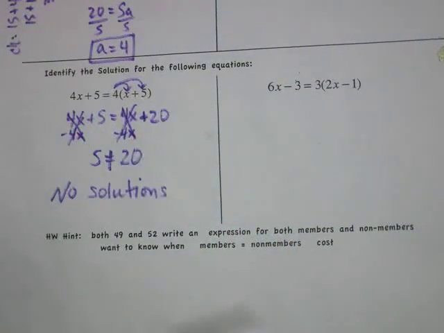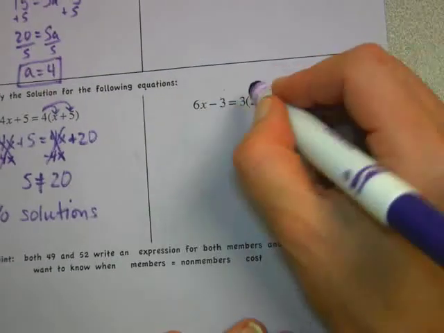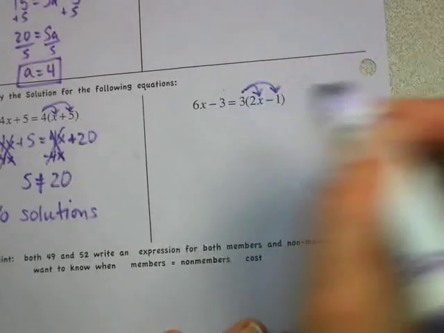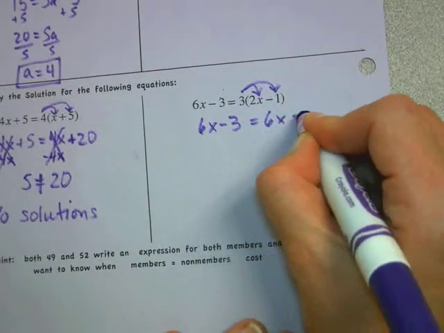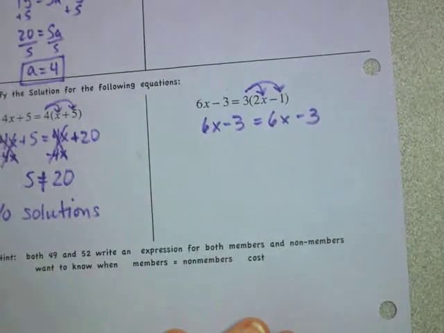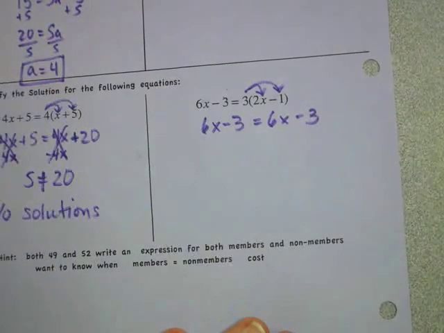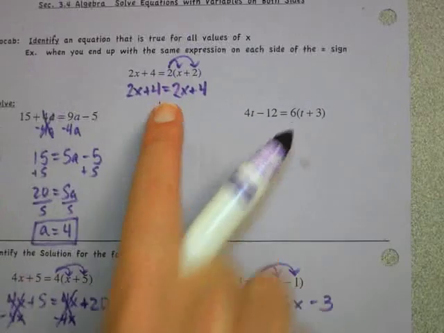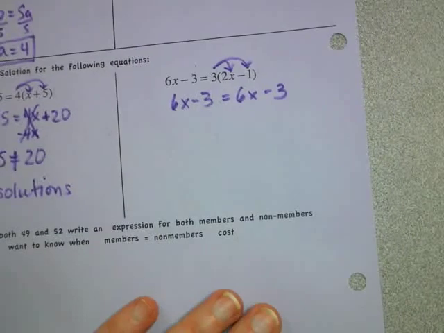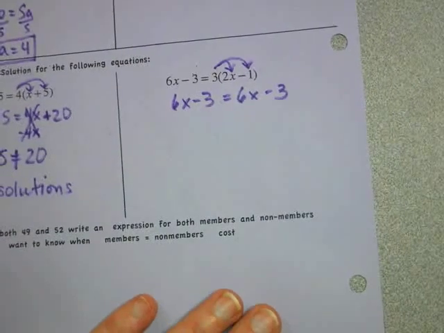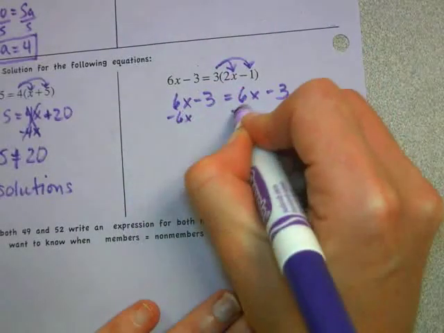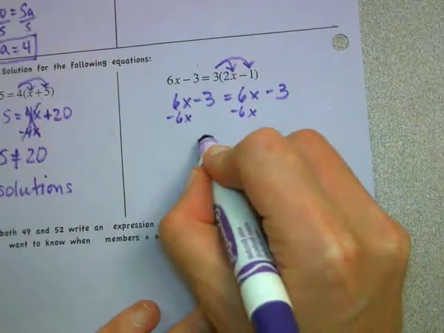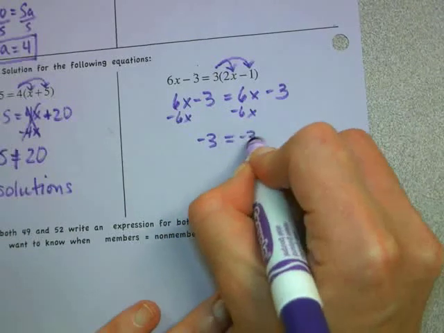Okay, the last one we're going to take a look at, we're going to distribute again, just like we just started that one. 6x minus 3 equals 6x minus 3. At this point, you should recognize that it's exactly the same. And what that means is, just like this one, any number can go in there and it's going to work. Any number. However, if you didn't notice that right away, if you start to solve the problem and subtract 6x from both sides, you're going to get negative 3 equals negative 3. That's true all the time.